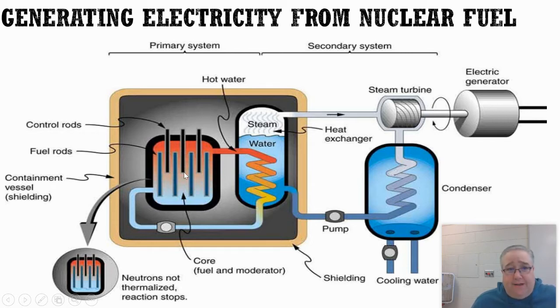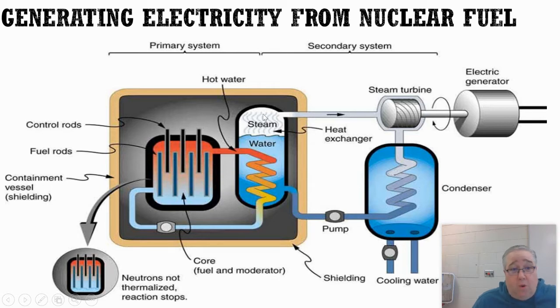Now, on the left here, this is the primary system. This is where it differs a little bit because we're not using coal. We're not burning that coal to heat up the water and produce the steam. Instead, we're using uranium 235.